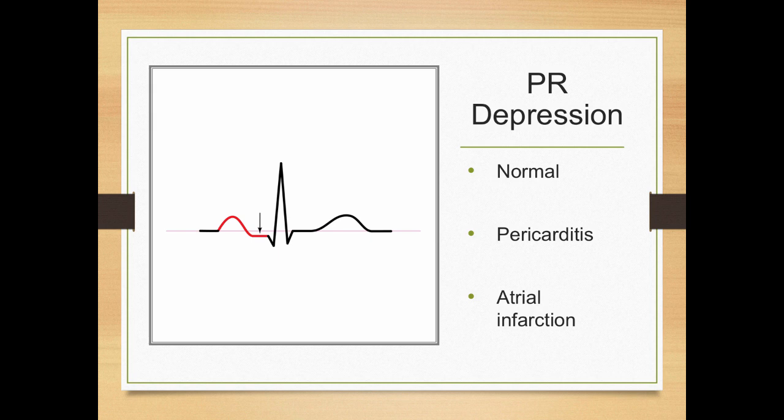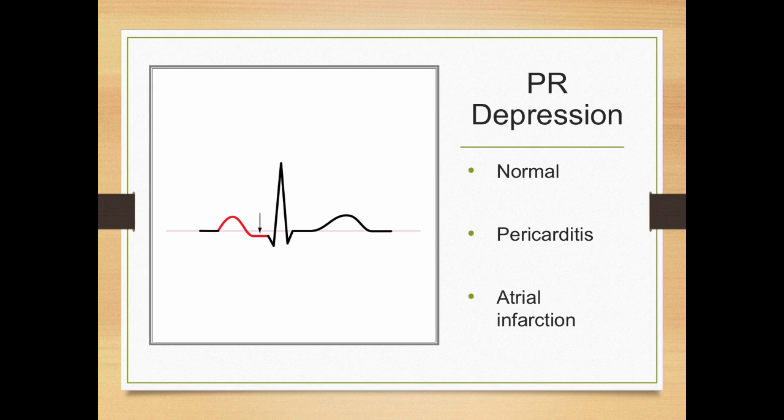So PR depression could be normal, could just be a wonky baseline. It just might be a little depressed. That's fine. Could be pericarditis. We'll talk about that later on in the semester and how to really differentiate pericarditis from anything else. Could be atrial infarction. So anything with that PR segment elevated or depressed could have atrial infarction implications. Most of the time, PR segment wonkiness, elevation or depression, is just a weird baseline. It's kind of going up, going down, flowing up, flowing down. So not a super common sign for us to see.